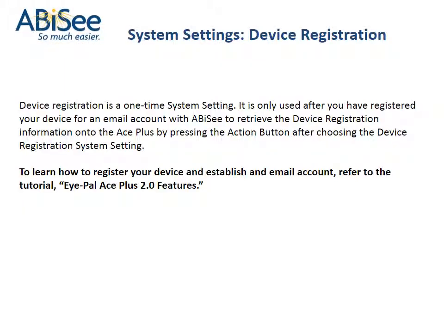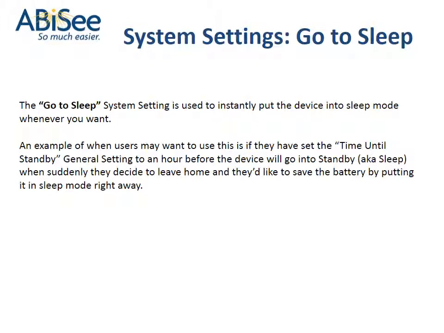System settings, device registration. Device registration is a one-time system setting. It is only used after you have registered your device for an email account with ABC, to retrieve the device registration information onto the Ace Plus by pressing the Action button after choosing the device registration system setting. To learn how to register your device and establish an email account, refer to the tutorial. PalAcePlus 2.0 features. System settings, go to sleep.